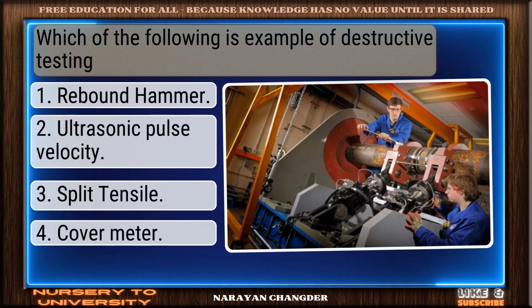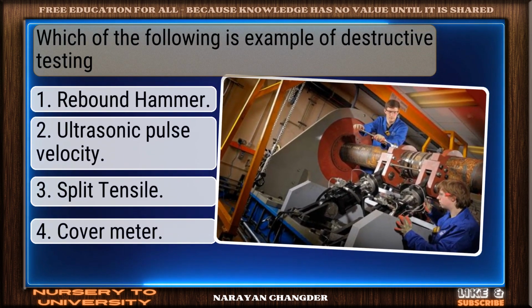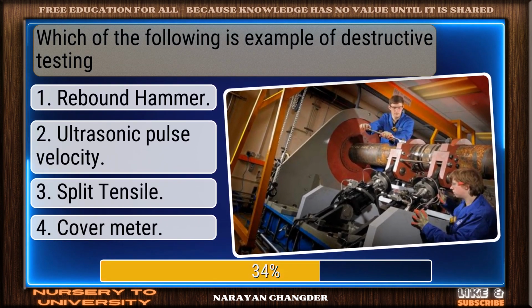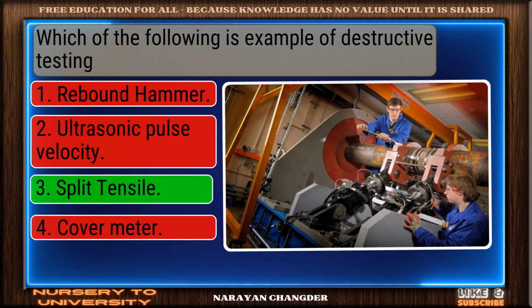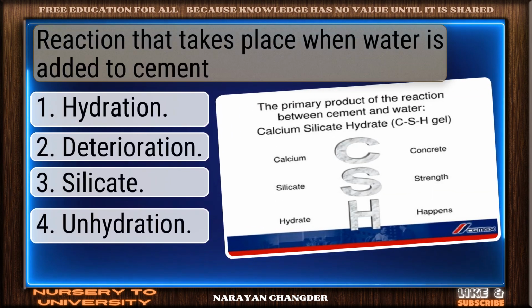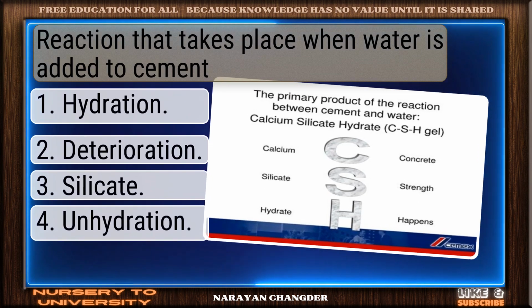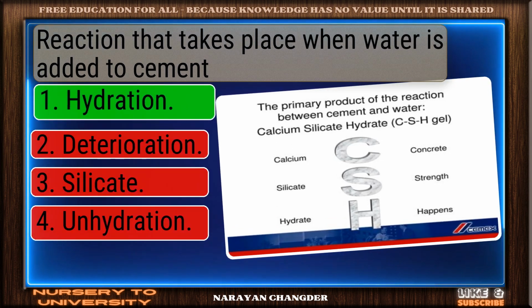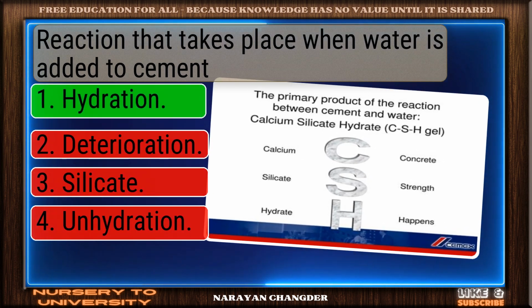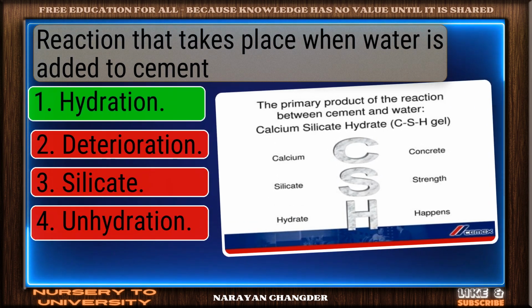Which of the following is example of destructive testing? Valid point. Split tensile is true. Reaction that takes place when water is added to cement. Nice selection. Hydration is the correct and valid answer.